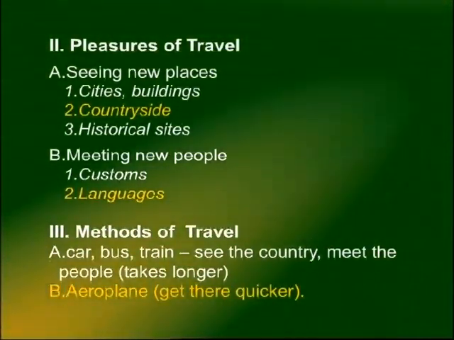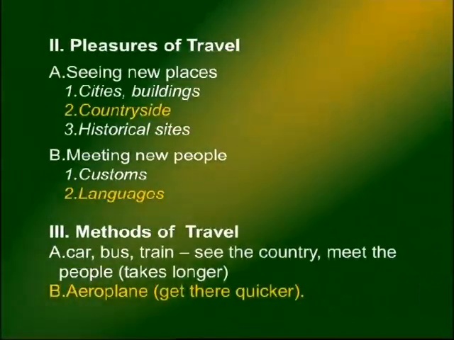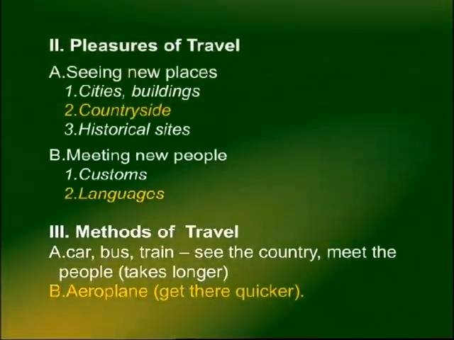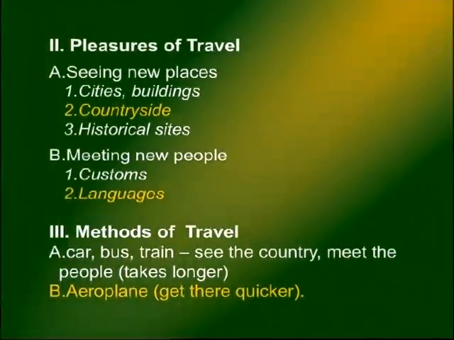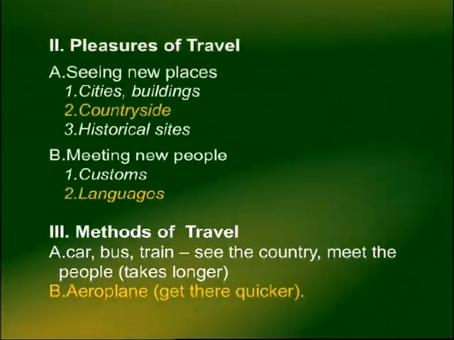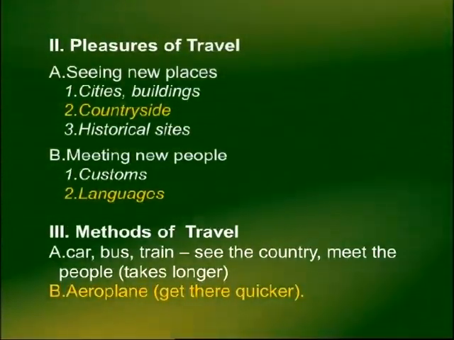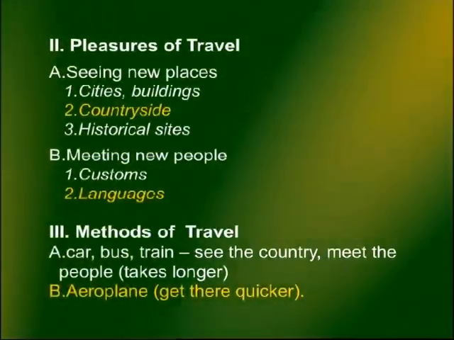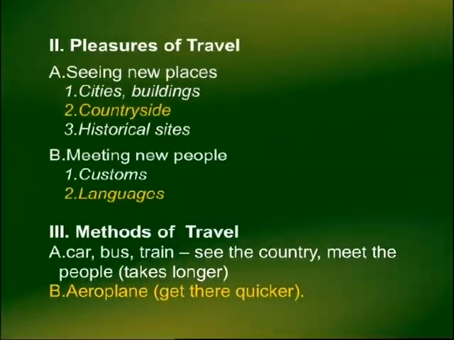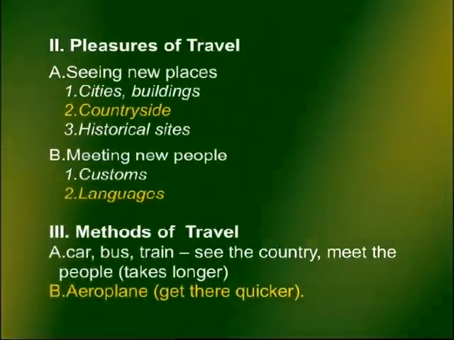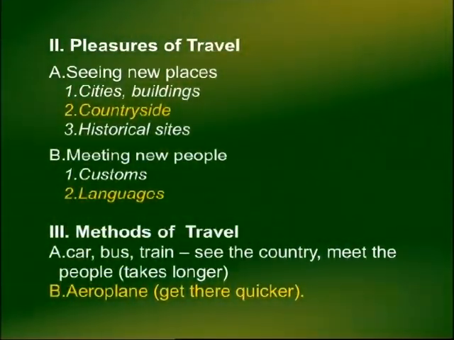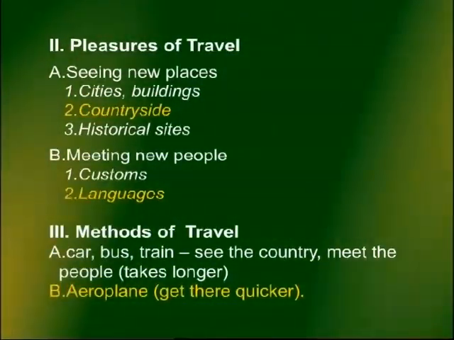The third major point that comes to your mind from the points that you noted, that you jotted down, is about the method of travel. So you can have one major paragraph on methods of travel, and you subdivide this into cars, buses, train. What are the good points if you travel by car or by bus or by train? One advantage is that you can see the country. You get a chance to meet people. And you can say that it takes longer.